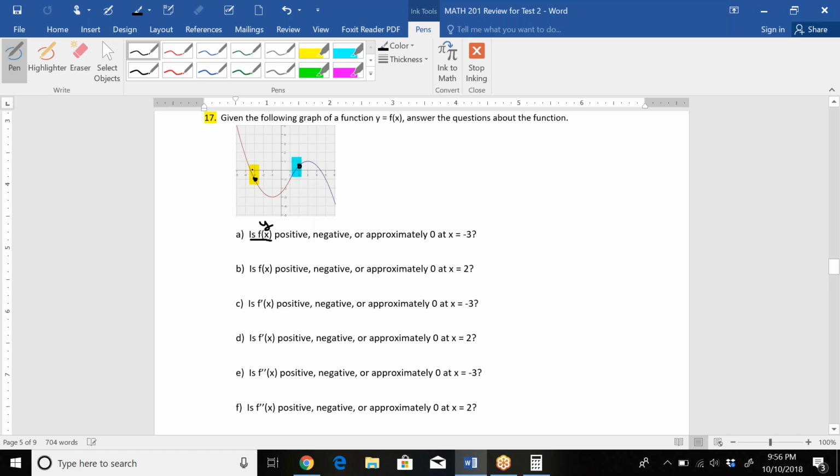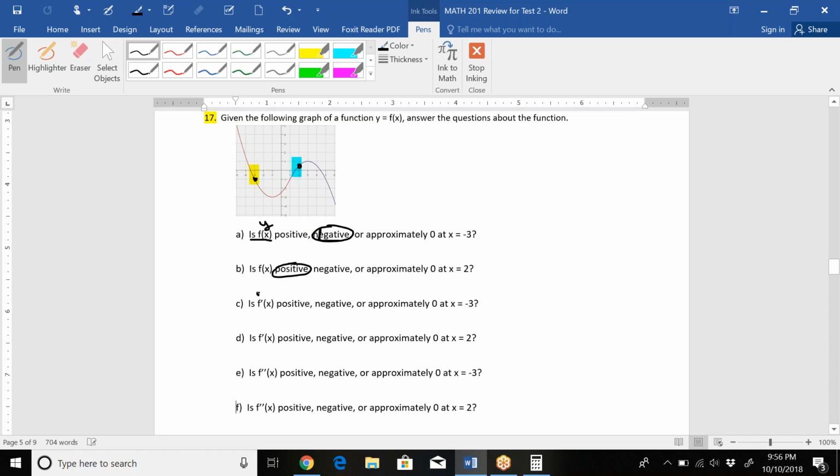at x equals -3? Well, if it was 0, it would be an x-intercept. If it's positive, it'll be above. If it's negative, it'll be below. So at this specific point, we have a negative y value. At the other one, we're above the x-axis, so we have a positive y value.